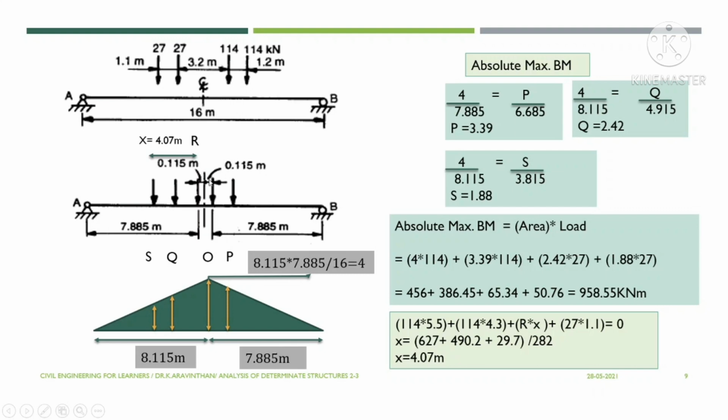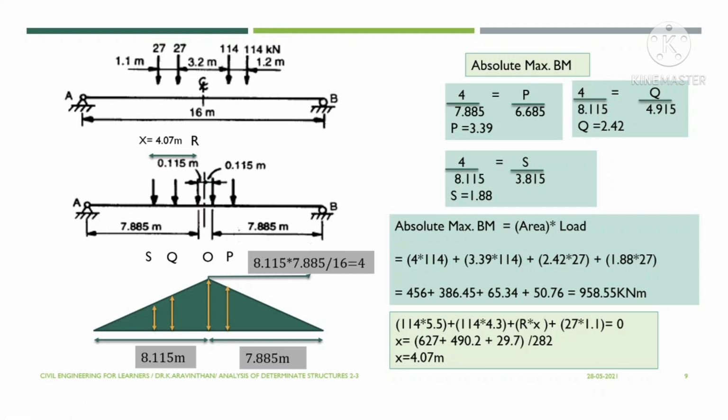So the 0.115 meter is split on both sides, and this position of the load has to meet with the center of the span. So this is the position of the load. So we have placed it at this location.